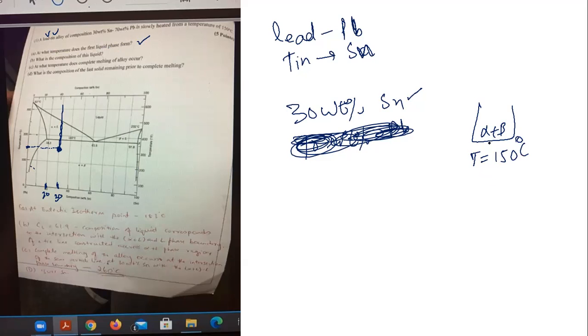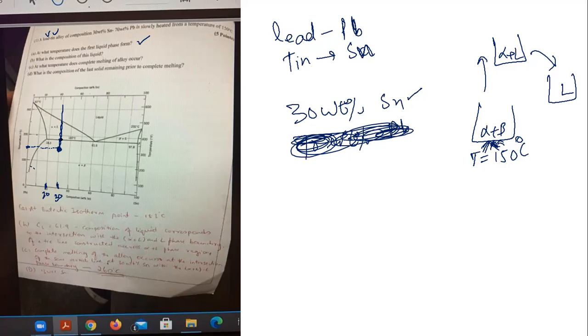And now you slowly heat up. First it will convert to alpha plus liquid, and then it will go to liquid, as depicted from the graph, right? Yes. So the first step is alpha plus liquid will form, and then thirdly all will be liquid. So it says, at what temperature does the first liquid phase form? This is our point of concern. At this point, the liquid forms.